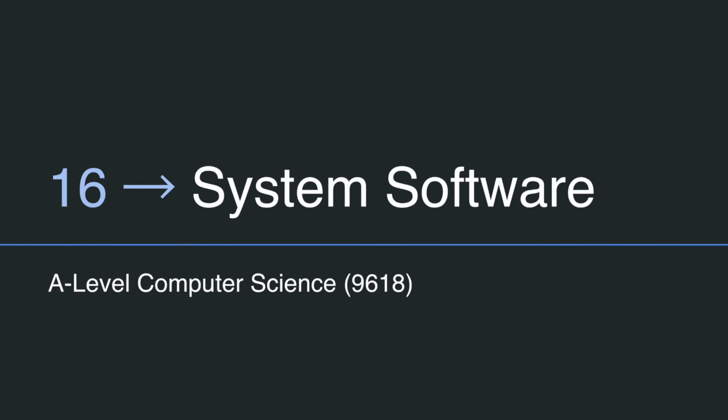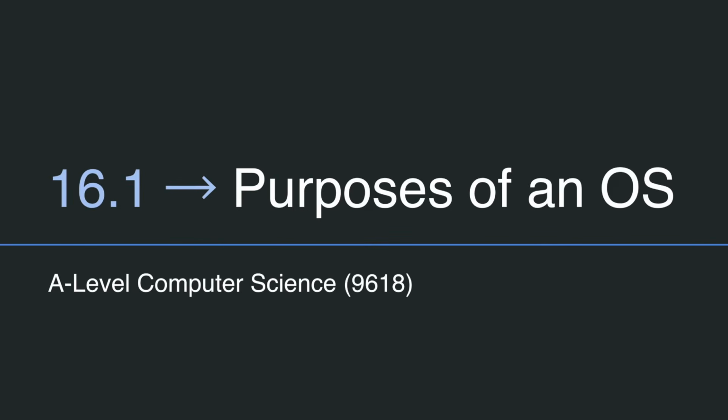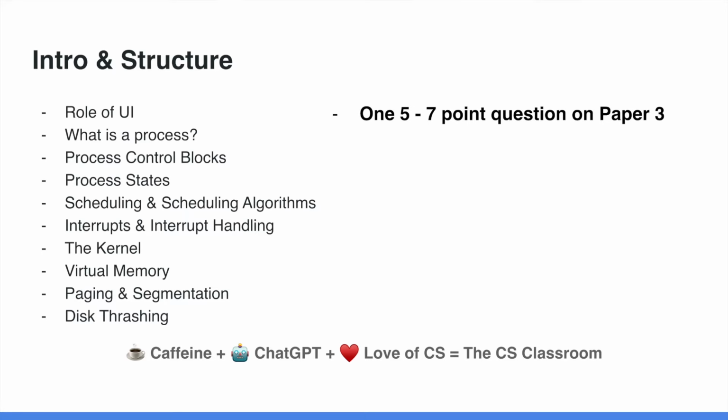Today we're going to cover topic 16, which is system software. Now, topic 16 on the A-level exam consists of two parts. The first one being purposes of an operating system, and the second one being translation software. Right now, we're going to cover the first part, which talks about how an operating system functions, and it specifically focuses on how processes are managed, interrupts and handling, and virtual memory, as well as the dynamics behind virtual memory.